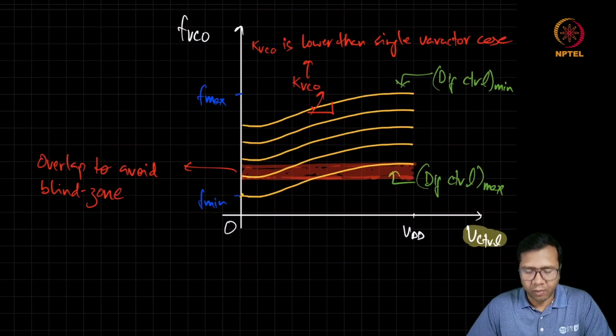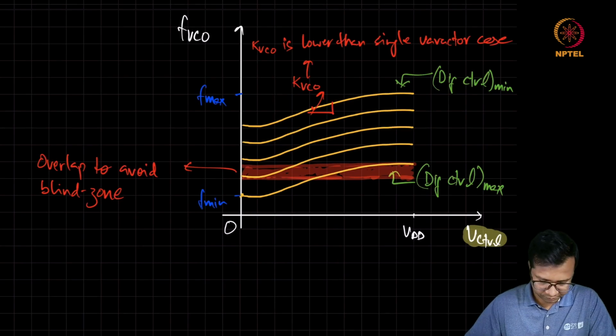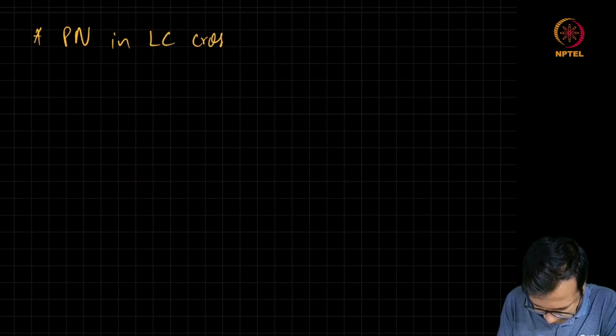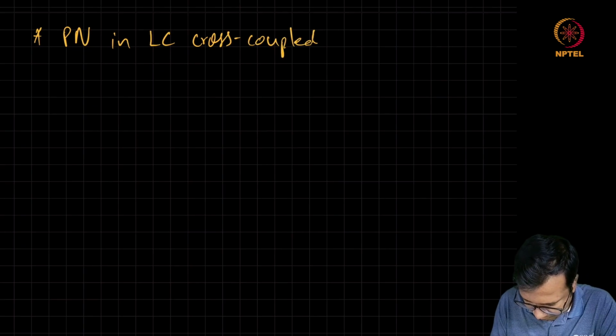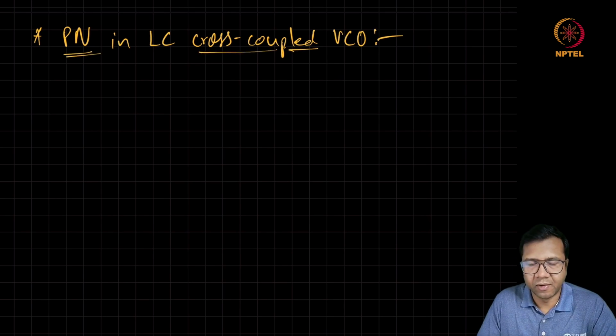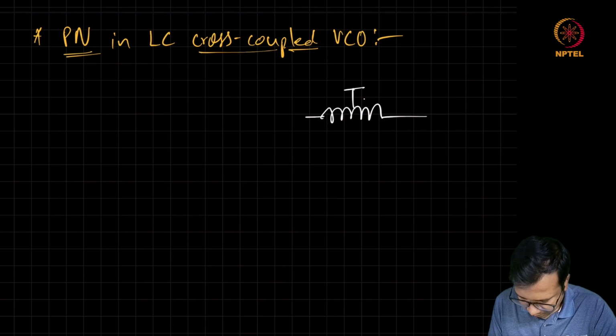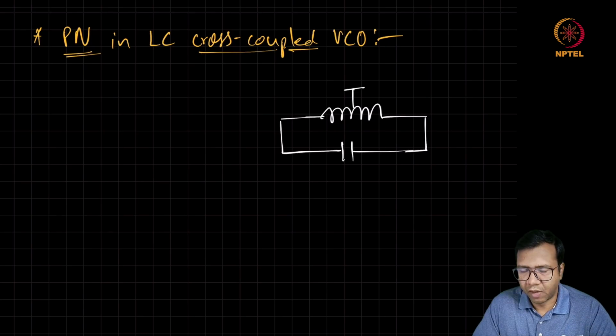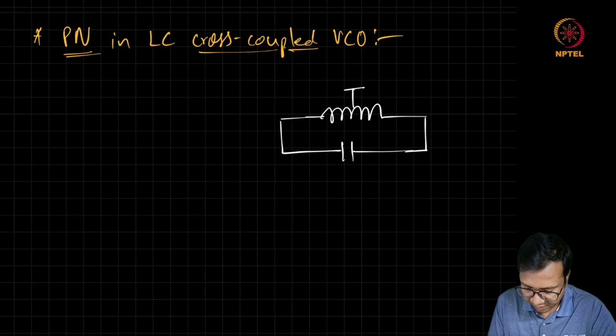Now let us try to find out the phase noise in the LC cross-coupled VCO. So let us draw the equivalent circuit. So this is the inductor. And for this phase noise analysis, you can model the entire output capacitance as a single capacitor like this.